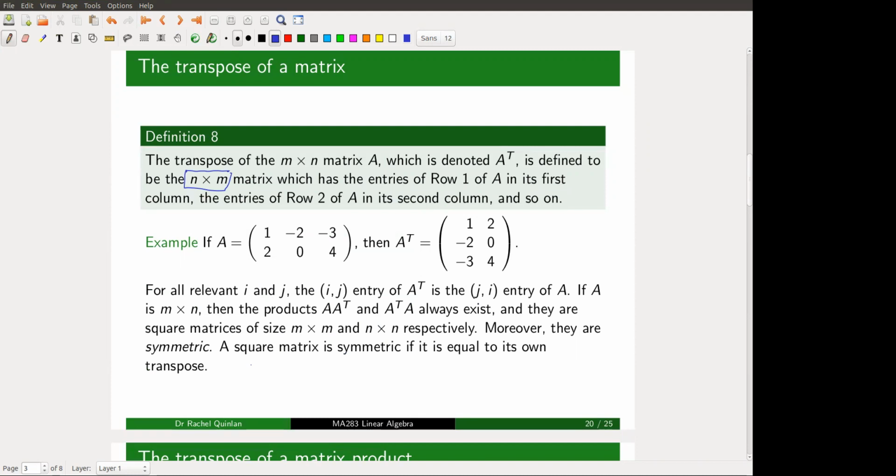And the entries of the transpose of A are rearranged from the entries of A in the following way. The entries of the first column of A transpose are the entries of the first row of A. Entries of the second column of A transpose are the entries of the second row of A, and so on. So for example, A is obviously 2 by 3 here.